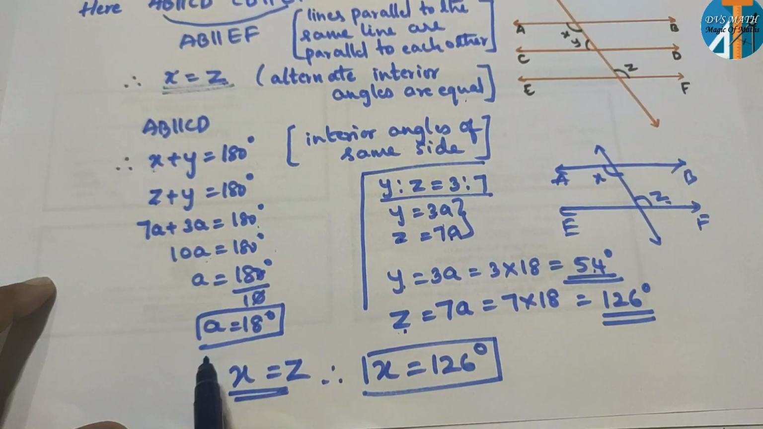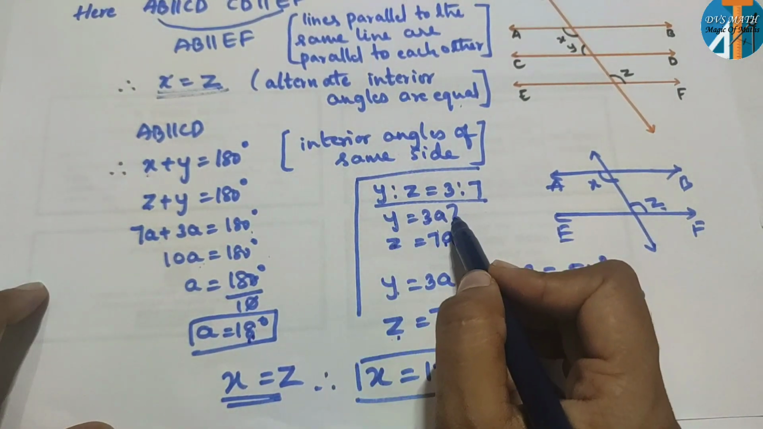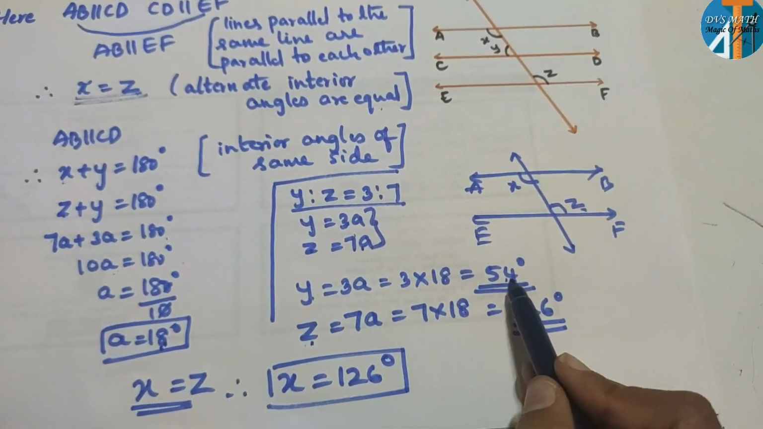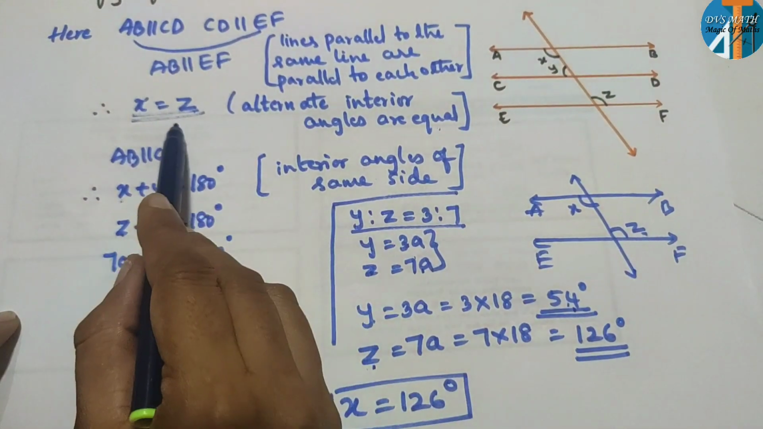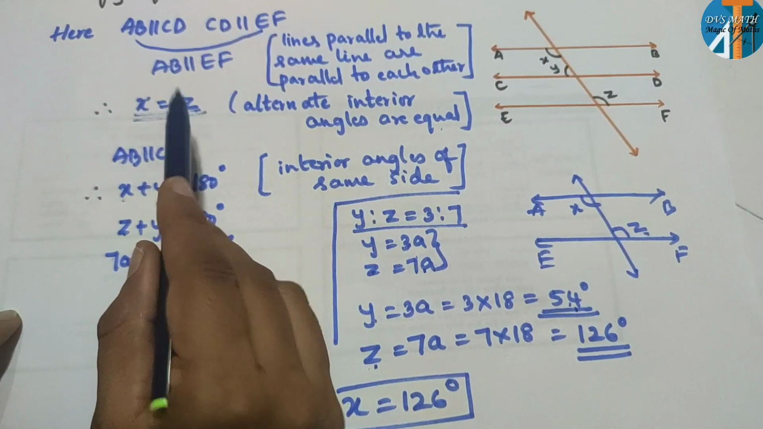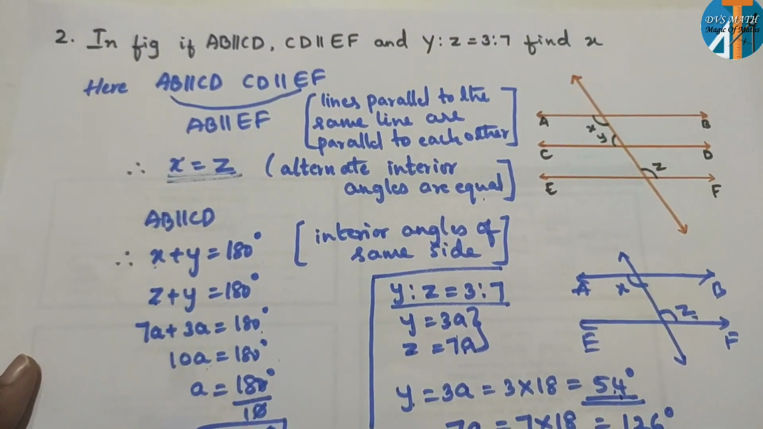This is not the final value. Now we have to substitute this a value in the place of y and z. If you substitute, you get y as 54 degrees and z as 126 degrees. As in the first case we said x is equal to z, and the z value is 126, so x is equal to 126 degrees. So this is about question number 2.